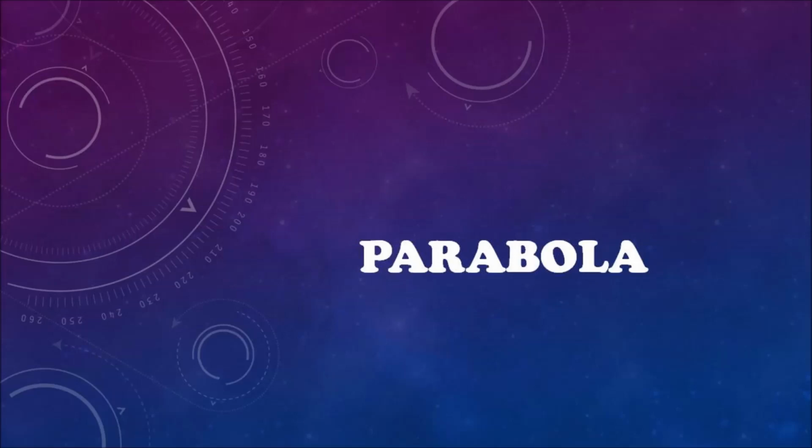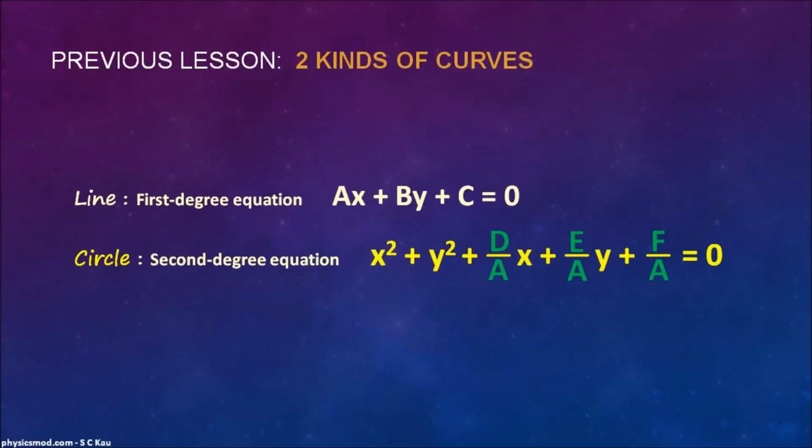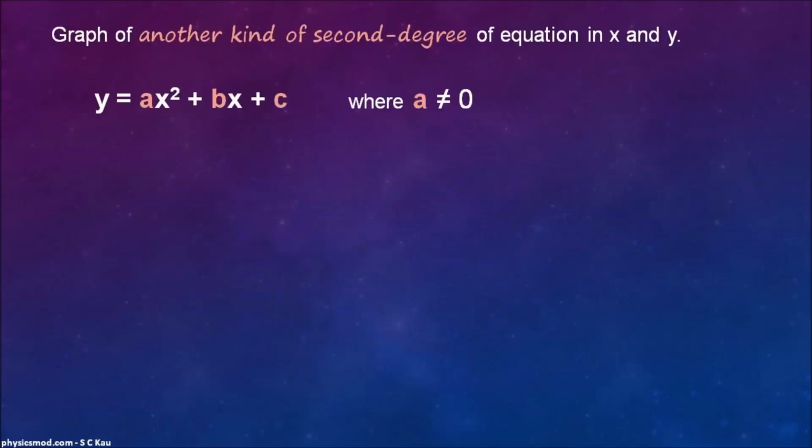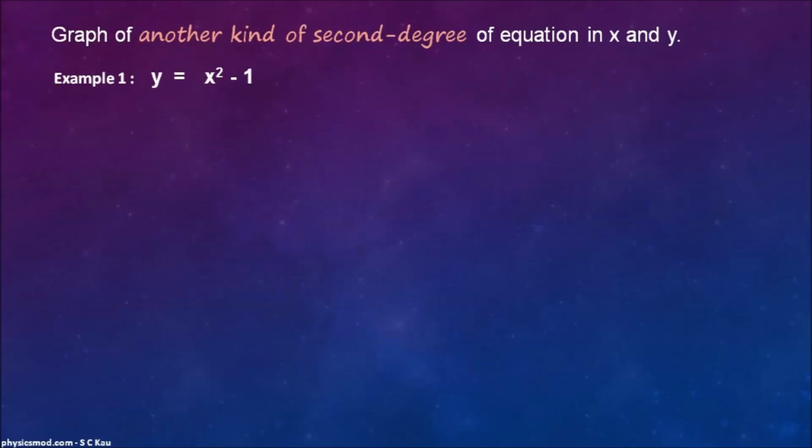Parabola. We have already discussed two kinds of curves, the line and the circle. Let's study another kind of second degree equation in x and y, where a, b, and c are constants and a is not equal to 0. Particularly, consider the equation y equals x squared minus 1.